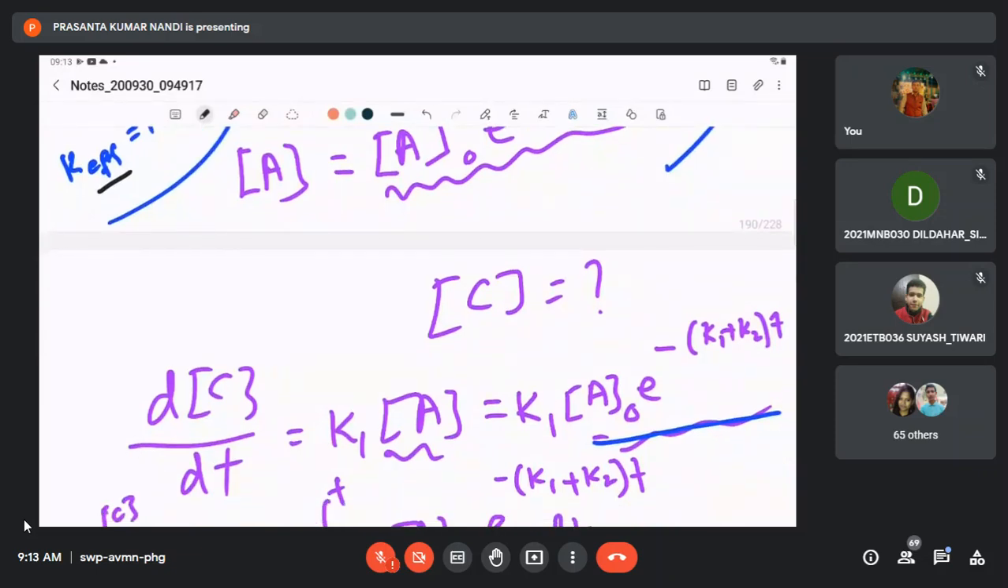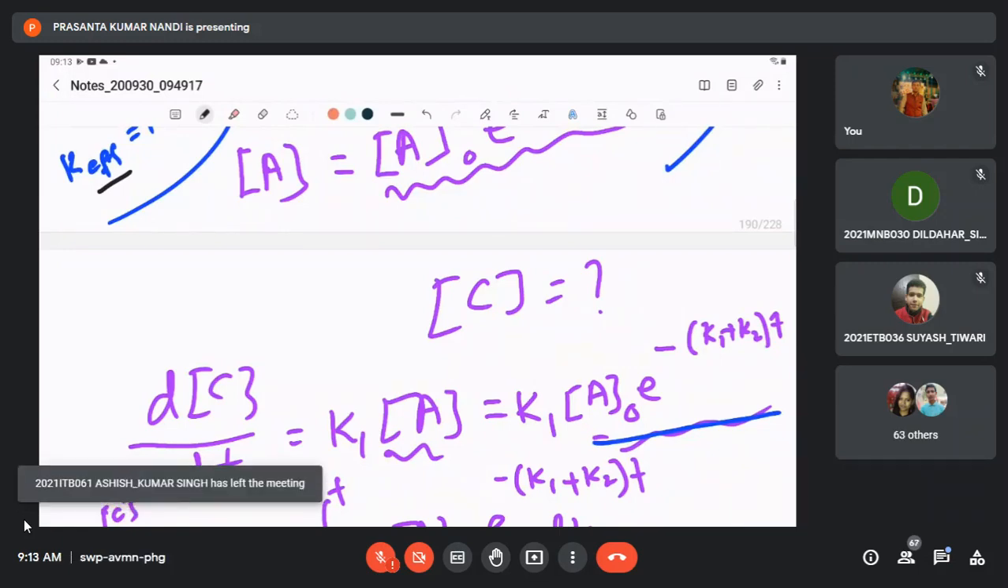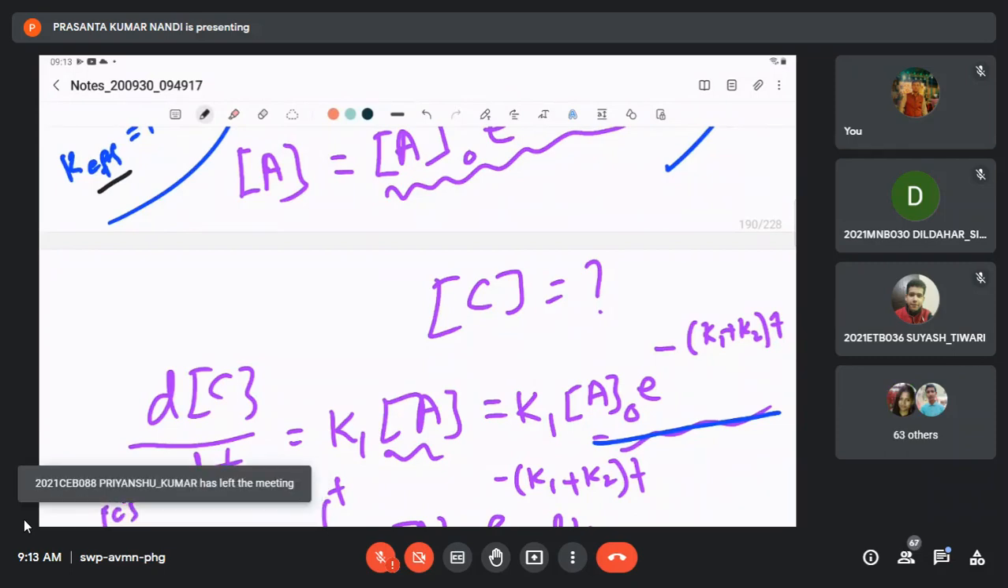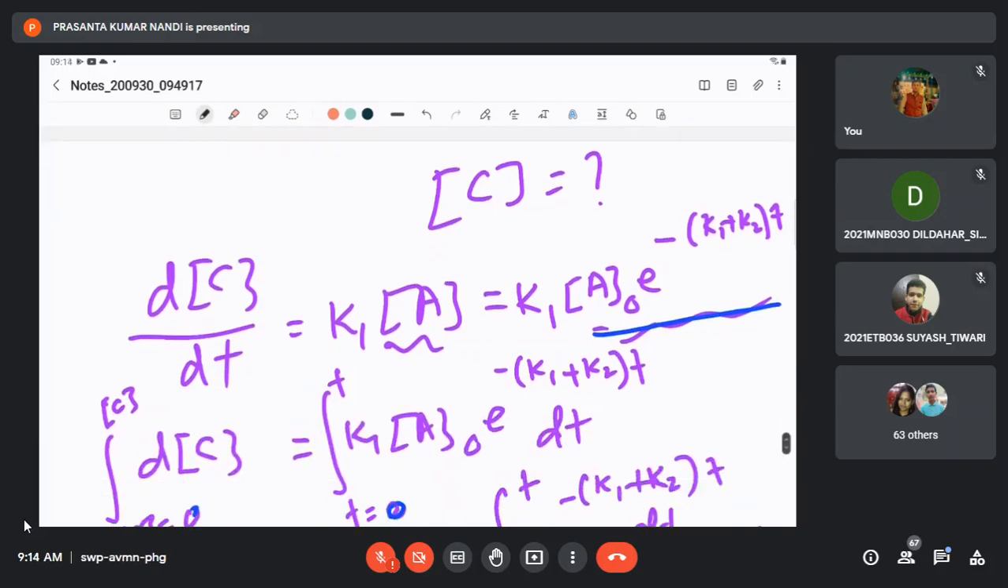Can we write like this? Because C is formed only in the first step, it is equal to K1A. Since it is formed, the sign is positive naturally, and we can put the expression of A from the previous expression, and it becomes simply K1 into A0 into e to the power minus K1 plus K2 t. Now this equation again can be rearranged in this form, that is dC equal to this.